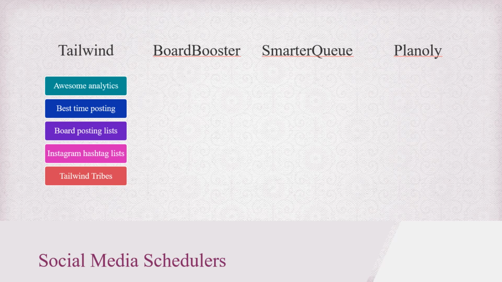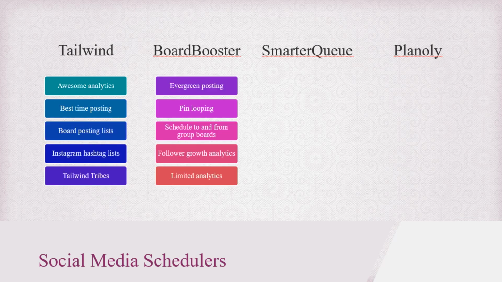For Instagram, they have hashtag lists, which, if you have a whole bunch of hashtags that you use a lot, that's really useful, because then you can just paste it in and you don't have to keep typing them over and over again. And Tailwind Tribes for Pinterest, that's awesome. You basically can put your pins into a tribe, and other tribe members can pin that content onto their Pinterest boards.